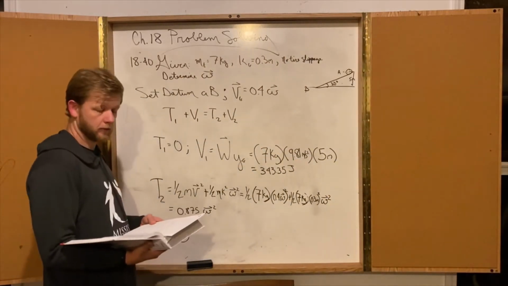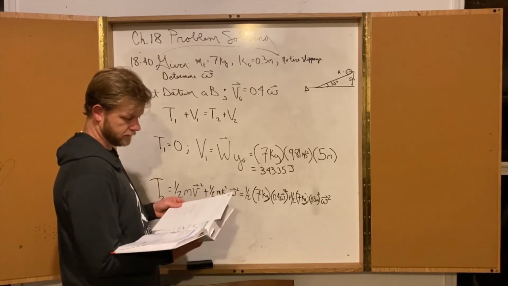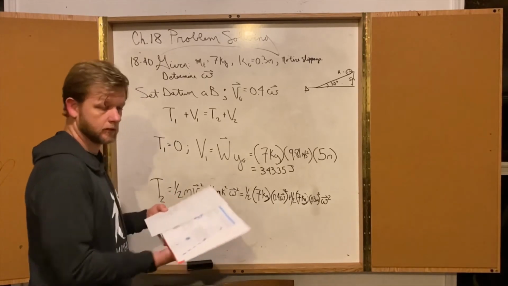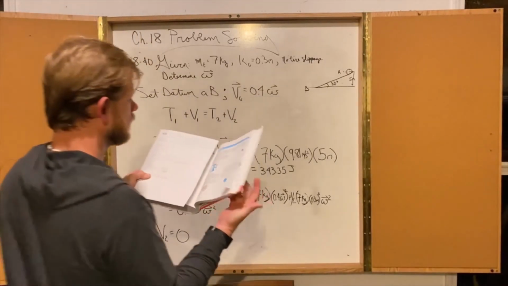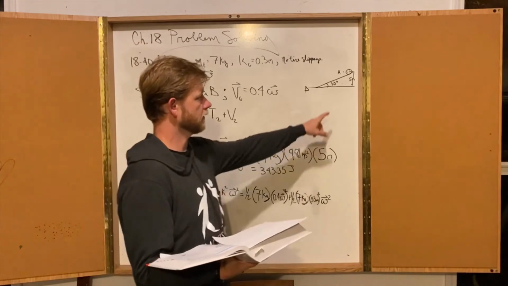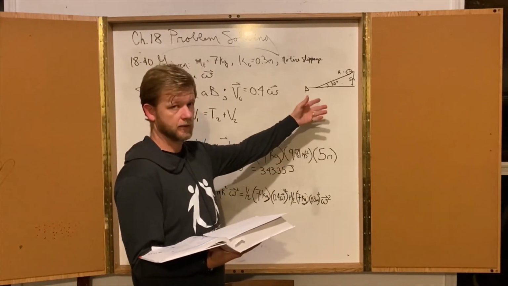All right, I hope you're all ready for another problem. This is chapter 18, problem number 40. If you look in your book, it looks like this one. So I've drawn it out right here. You'll see some of this information they give you doesn't matter.